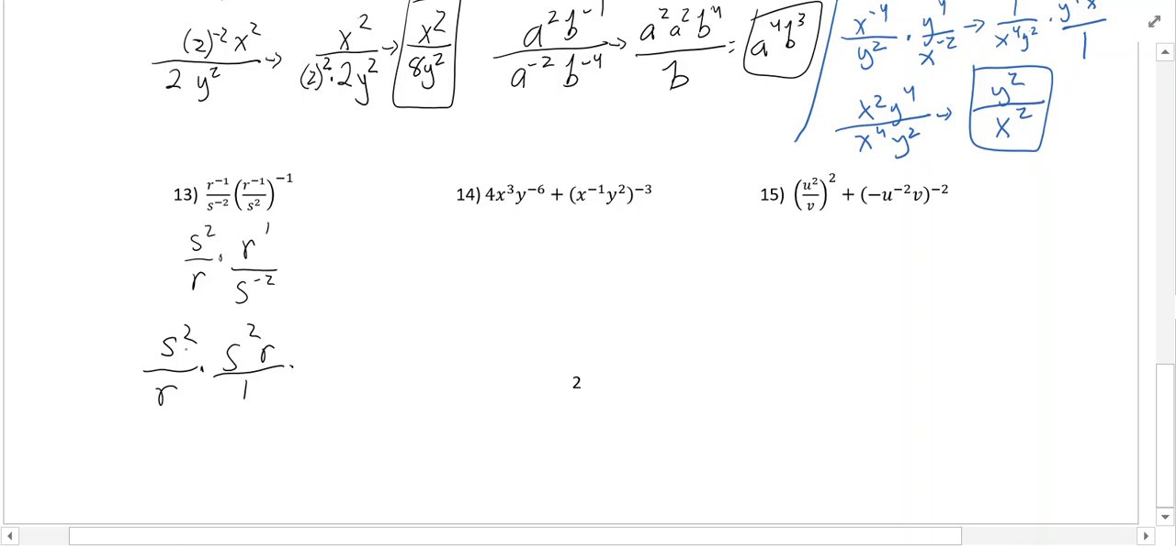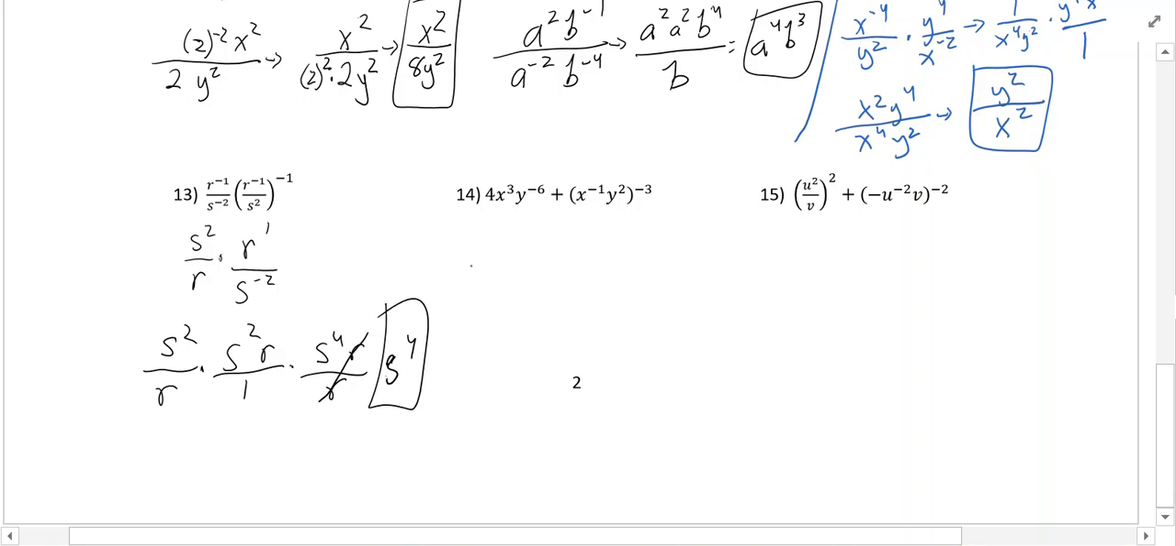So then when I multiply straight across here, I get s to the 4th r over r. These would cancel out, the r on top and the r on the bottom. So then you're just left with s to the 4th.